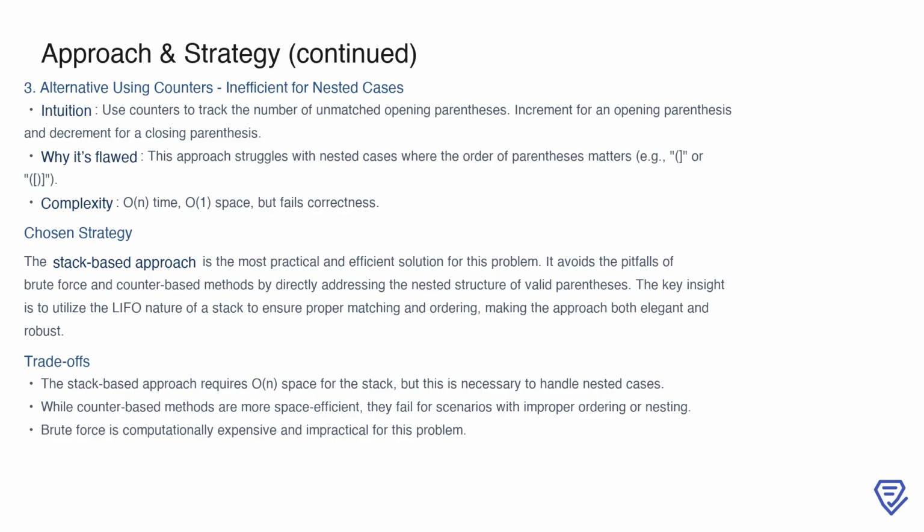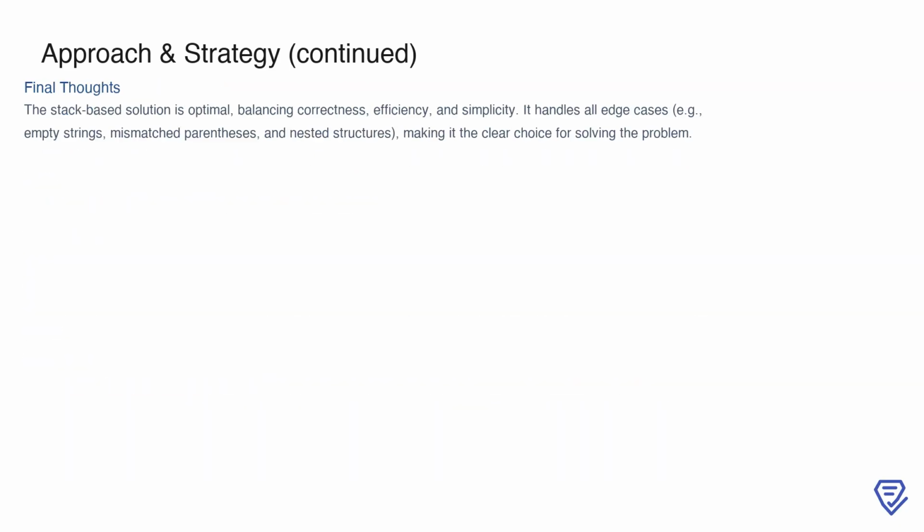Ultimately, while the counter-based method might seem space-efficient, it fails to ensure correctness in the scenarios that matter most. Consequently, the stack-based approach emerges as the superior solution. Its ability to directly address the nested and sequential structure of valid parentheses makes it both practical and robust. Although it requires O(n) space for the stack, this trade-off is necessary to handle all edge cases accurately. The stack-based solution stands out as the optimal strategy for solving the valid parentheses problem. It strikes an excellent balance between correctness, efficiency, and simplicity.